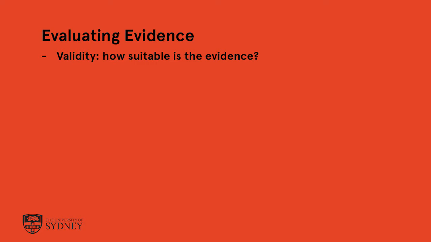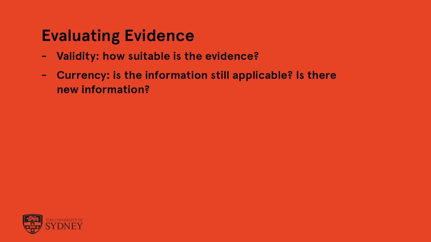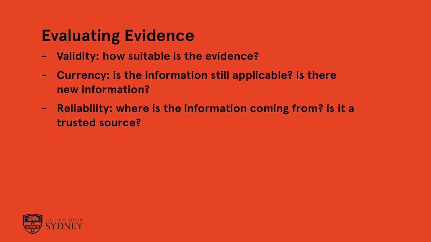Validity refers to how suitable the evidence is. If the evidence is illogical, incomplete, or out of context, then it isn't valid. Currency refers to whether the evidence is valid in the present time. For example, if you're using an article from 10 or more years ago for current statistics on unemployment rates, it wouldn't be considered current. Reliability refers to whether the sources can be trusted.